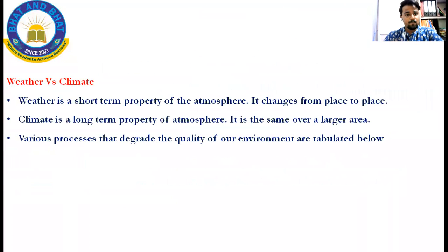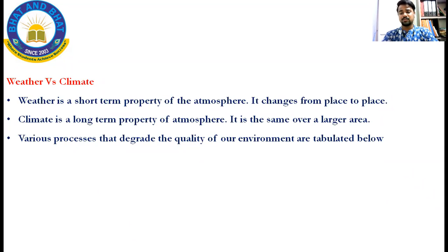Next, weather versus climate. So weather is a short-term property. Clear now? Say for example, nowadays in Bangalore, you can find a chill weather in the morning time, a very hot weather in the afternoon time, and a rainy weather in the night time. Correct? Say yes or no. Nowadays you can see three kinds of weather, right?